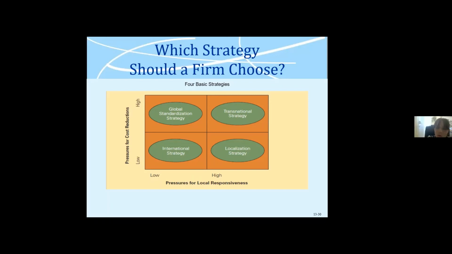So this strategy makes more sense when there are strong pressures for cost reduction and demands for local responsiveness are minimal. Increasingly, these conditions prevail in many industrial goods industries, whose products often serve universal needs, as we discussed initially. Okay, what is the other important strategy?